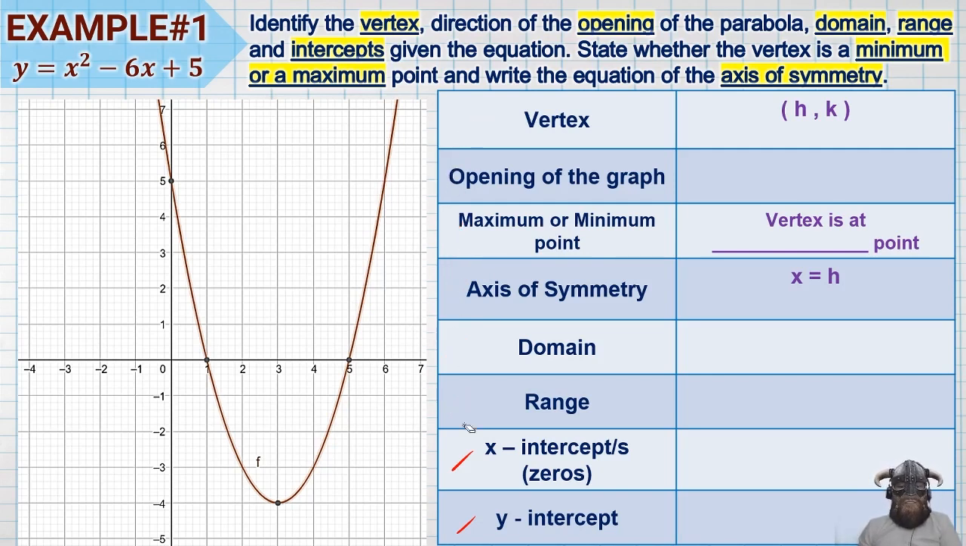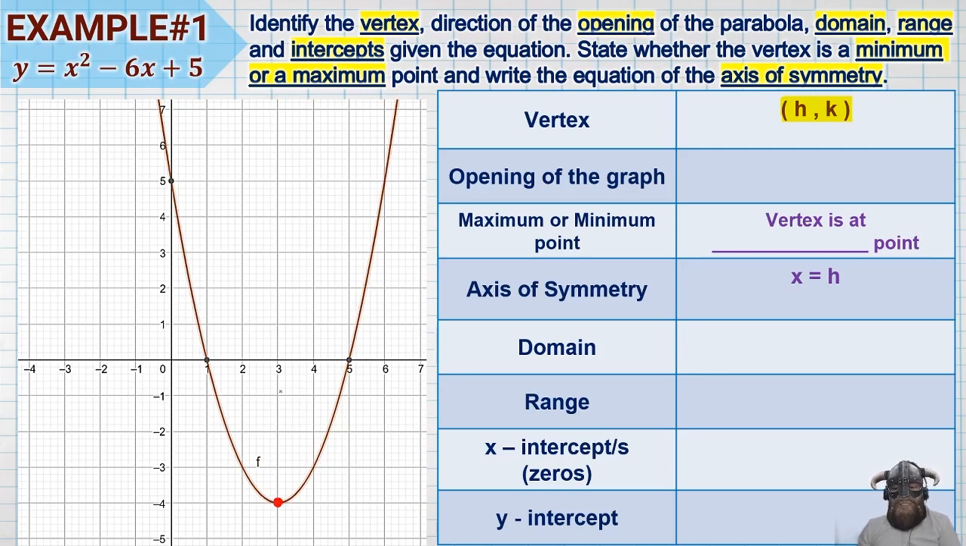So, good thing in this example, we already have the graph. So, hindi ko na kayo pag-graph pa ulit. So, first, we try to identify the vertex. So, HK. So, ito yung na-recall natin kanina. In this case, you can see that your parabola is opening upward. Therefore, we'll just need to look for the lowest or the minimum point of this given example. So, in this case, ito yun.